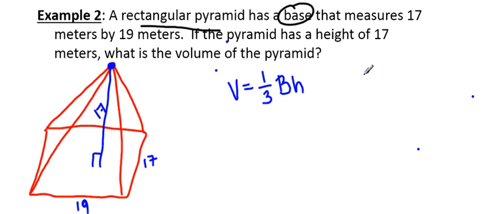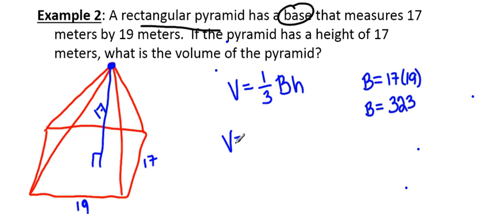times the height. I don't know the area of the base, but I do know that my base is a rectangle that's 17 by 19. So to find the area of that base, I'm just going to multiply the 17 and the 19 together. And when I get out my calculator and do that, we find that the area of the base is 323 square meters. So I'm now going to take that number and substitute it into the formula for the area of the base times the height of my pyramid.